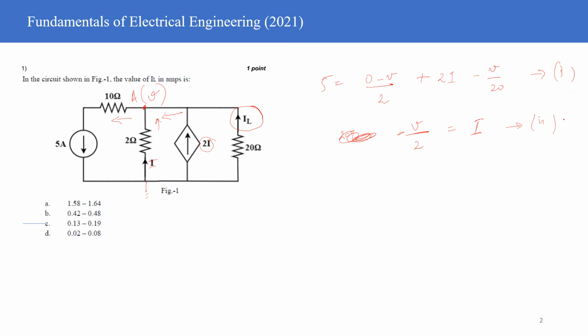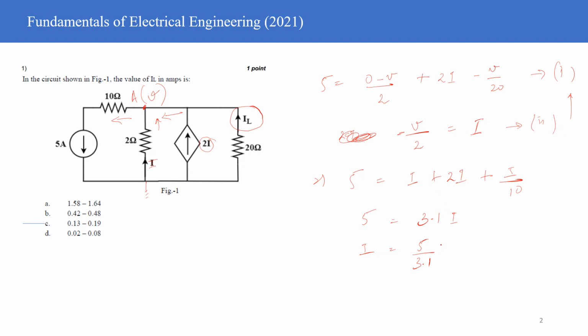And then substitute equation number 2 in equation number 1, we will get something like 5 is equals to I plus 2I plus I by 10, right? So you will end up with 5 is equals to 3.1 I, right? And from here you can determine the value of I, that is 5 upon 3.1.